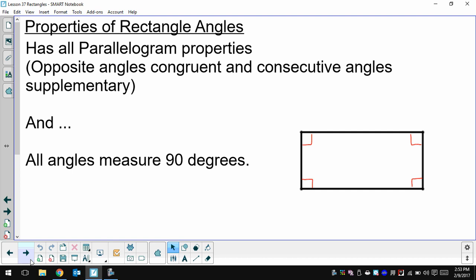Also has the same properties as a parallelogram when it comes to its angles. The opposite angles are congruent, the consecutive angles are supplementary, and it will add to that all four of them are 90 degrees. So they're all four the same size, they're all 90 degrees. So there's four right angles in a rectangle. It's probably something you already knew, but it's worth repeating.